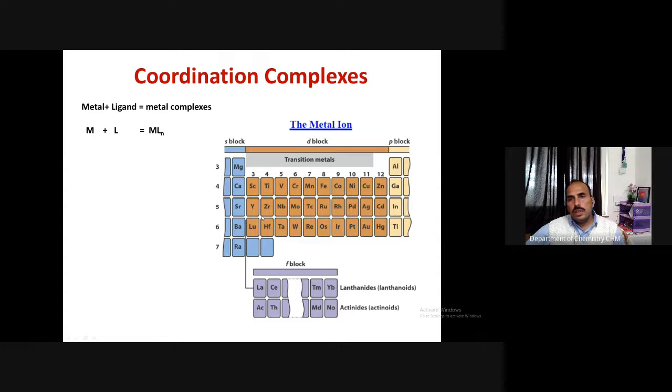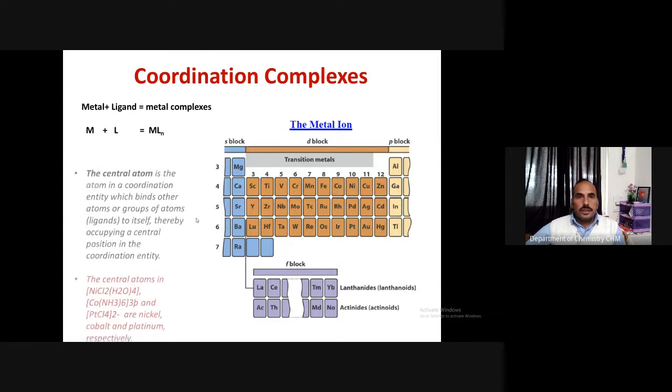In between over here, you know that the F block elements are there, right? So F block elements are called inner transition elements, but basically they are also transition elements, and their metal complexes are also relevant as far as the study of coordination complexes is concerned.